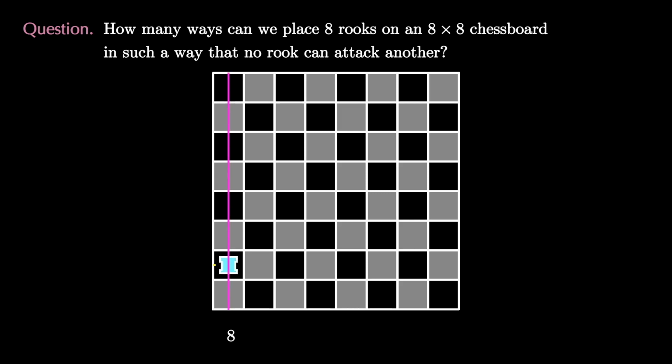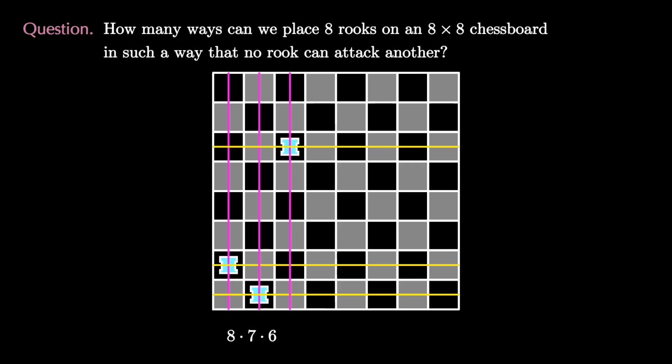But once we place a rook, we remove that column and its row, so that now in the second column, we have only 7 choices for where to place the rook. Again, it removes the column and the row, so in the third column, there are only 6 choices for where to place the rook. It removes the column and the row, so that in the fourth column, there are 5 choices for where to put the rook. But once we do that, we remove that column and that row. Now there are only 4 choices for the next rook.